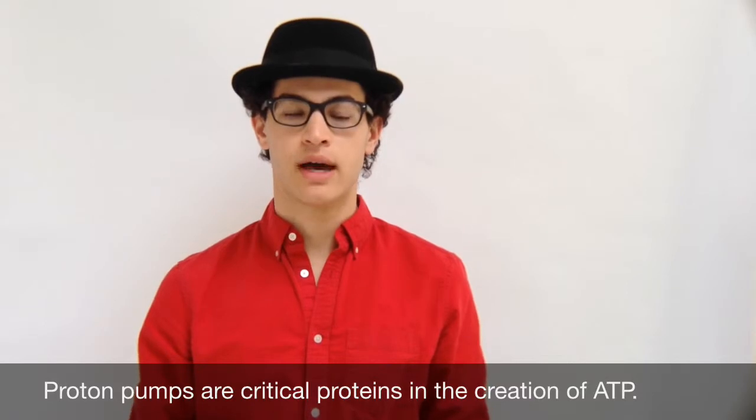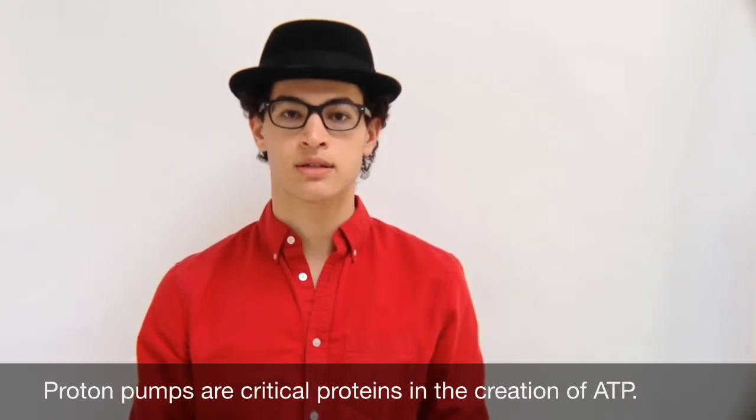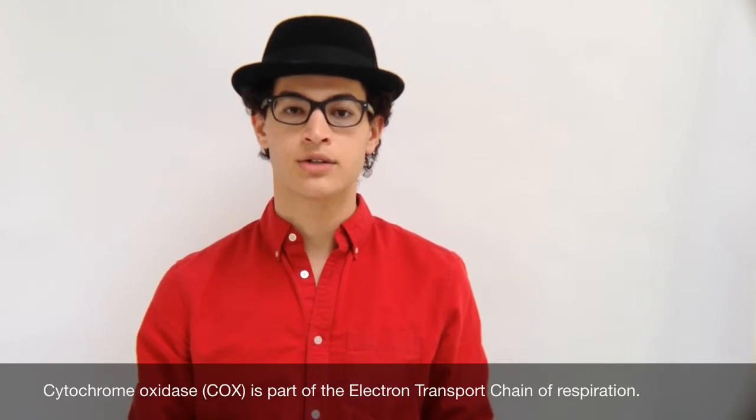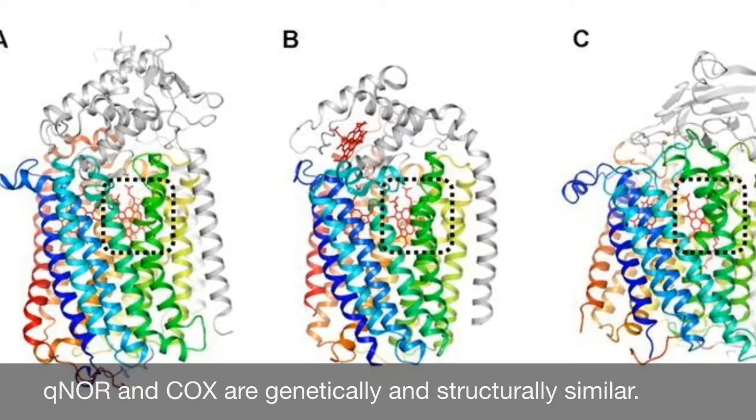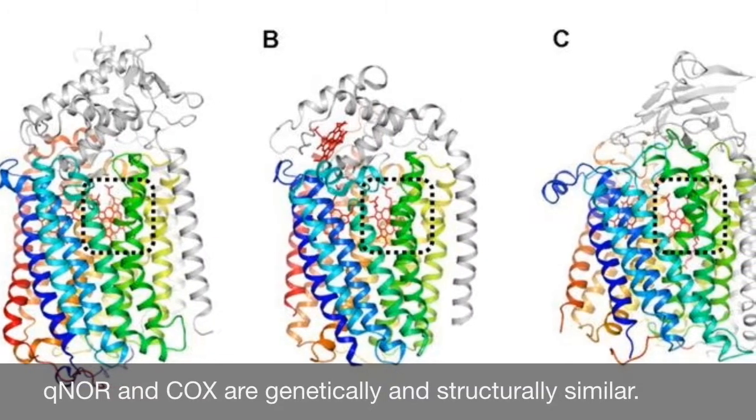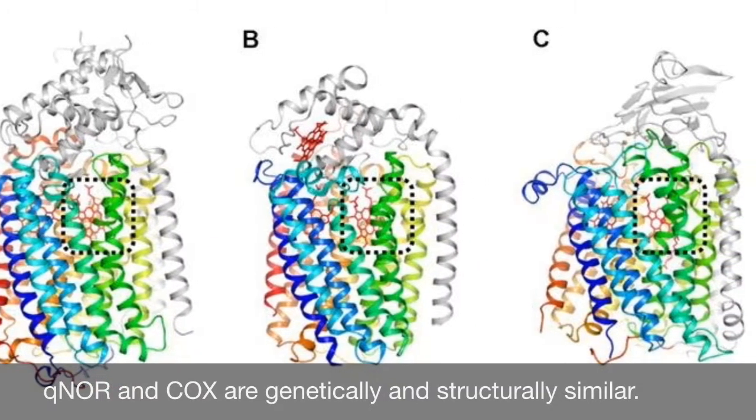Scientists have also found that QNOR is similar to cytochrome oxidase that functions in bacteria and mitochondria in the electron transport chain. These proteins are genetically and structurally similar, showing an evolutionary history. This is very important to understanding the foundation of cellular respiration and where it came from.